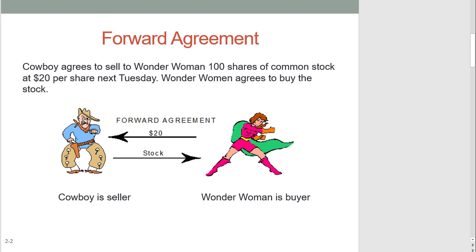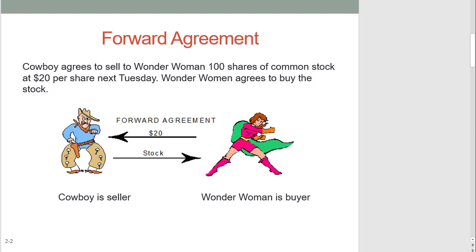These are transaction arrows. The arrow flowing from Cowboy to Wonder Woman is the stock. That's the transfer of stock Wonder Woman's buying. And then the upper arrow is the $20 per share that Wonder Woman is paying Cowboy. The $20 is called the forward price, and we have a separate video on how the forward price is calculated.